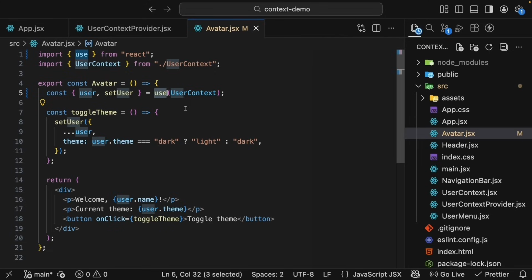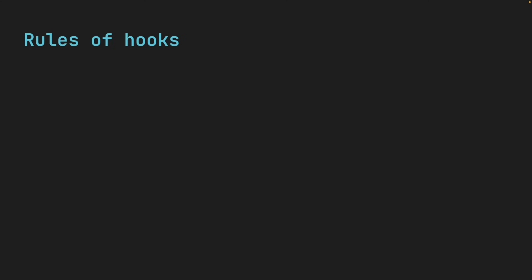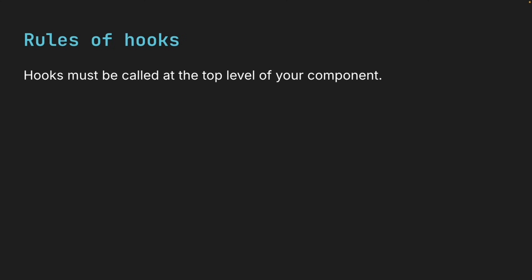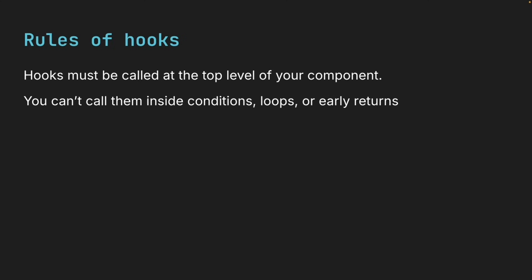The use API is not a hook. And because it's not a hook, it doesn't have to follow the rules of hooks. Think back to the rules of hooks. Hooks must be called at the top level of your component. You can't call them inside conditions, loops, or early returns. Every render has to call hooks in the same order.